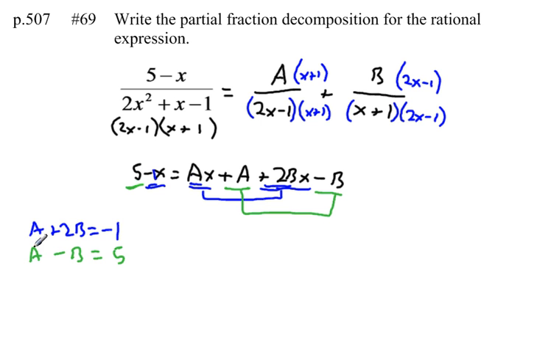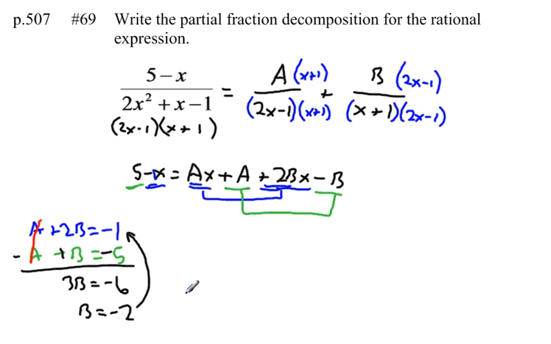Well, now that I have two equations, two variables, a and b, I can solve for a and b. Now I'm just going to change the signs of my bottom equation so that when I add these two together, the a's will cancel out. So I have 3b equals negative 6, which gives me b equals negative 2. Well, once I know b is negative 2, I can plug that into either equation. I'll just use this top equation here, which gives me a plus 2 times negative 2, or negative 4, equals negative 1. And if I add 4 to both sides, I get a equals 3.